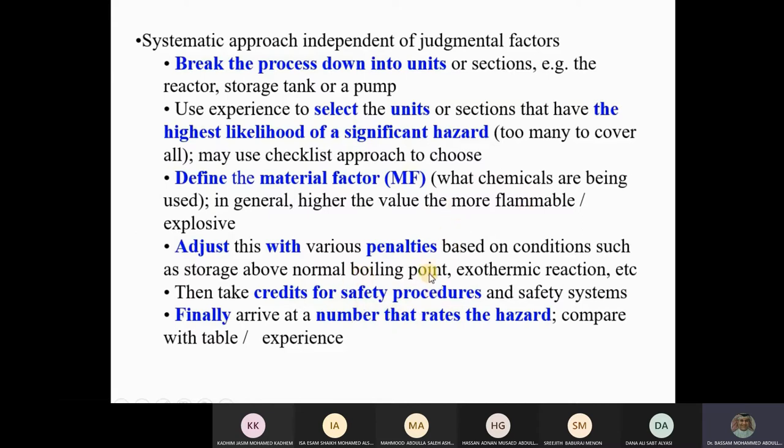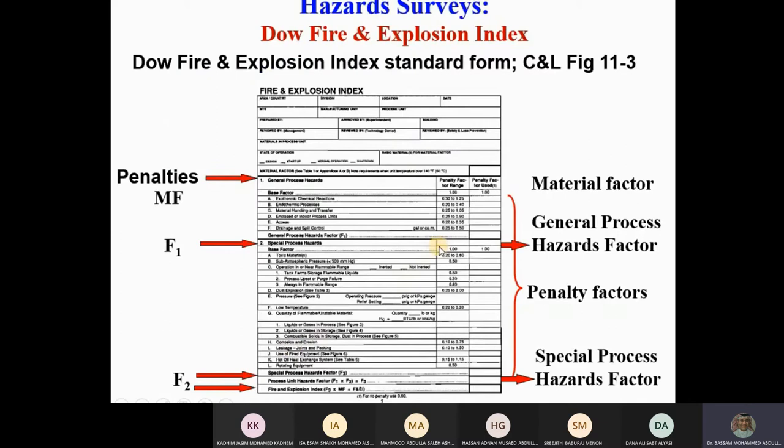Now, if it is flammable and it has an exothermic reaction and is very volatile, you're having a penalty, or a penalty, or a penalty. And if you don't have safety procedures for that, you have another penalty. Imagine adding all those penalties, you're going to have a high number saying that my hazard study said that we have a problem in this place. Finally, we are going to have the rates, and you're going to compare with the table, of course, and with experience.